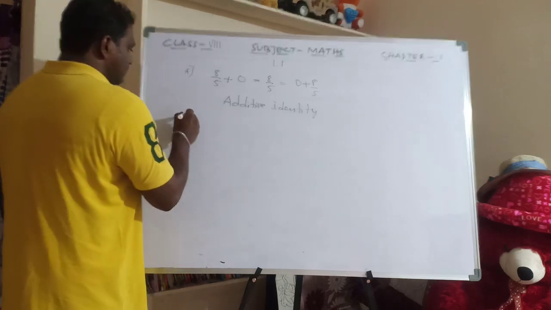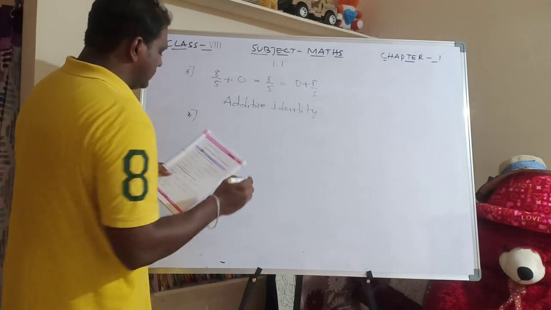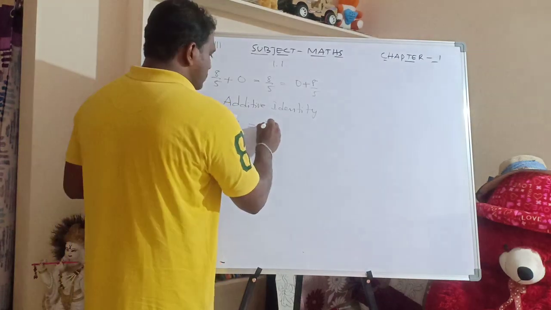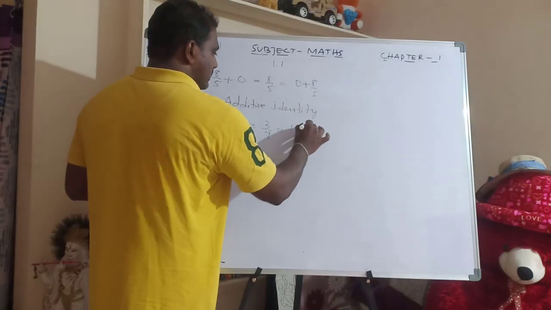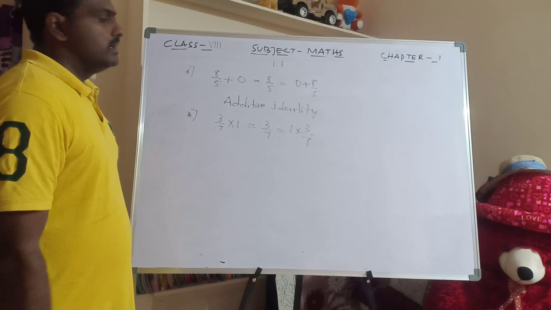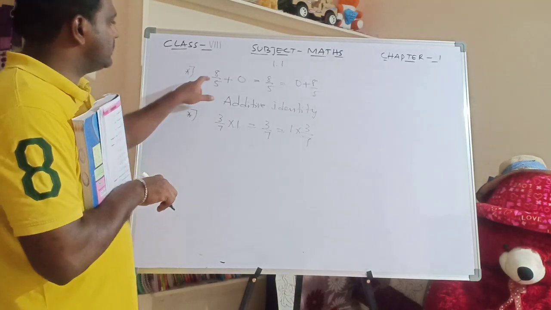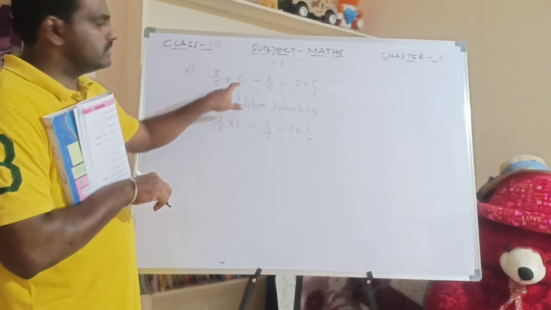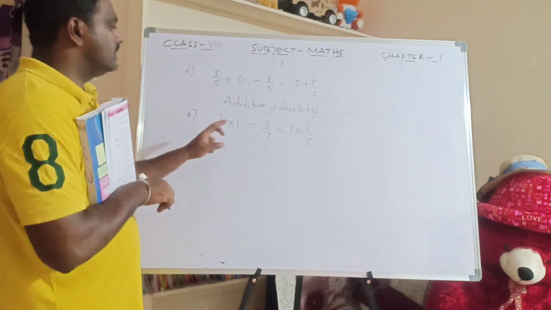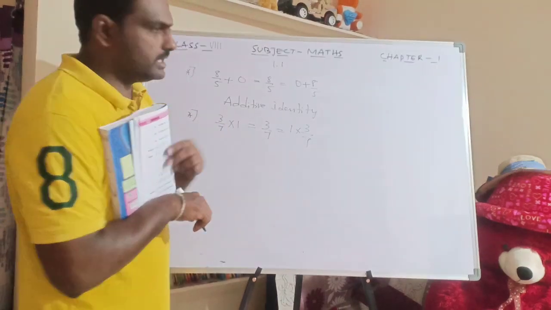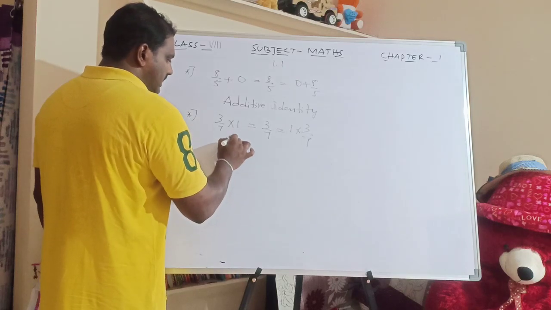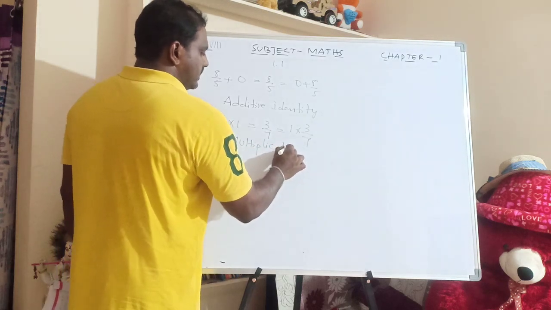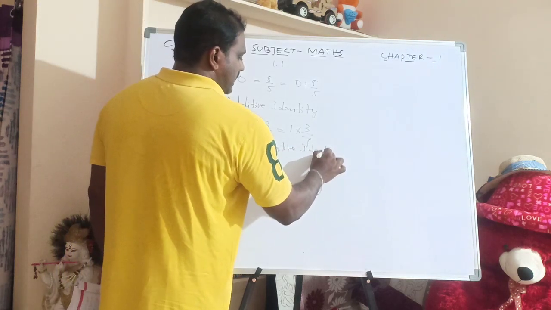Now I'll go for the third example. Question number 3: 3 by 7 into 1 is equal to 3 by 7, which is equal to 1 into 3 by 7. What is the difference between these two? Look, it's a rational number in both. Earlier it was addition with 0, here it is multiplication with 1. If you multiply any number with 1, you get the same number. This is called multiplicative identity. So the property used is multiplicative identity.